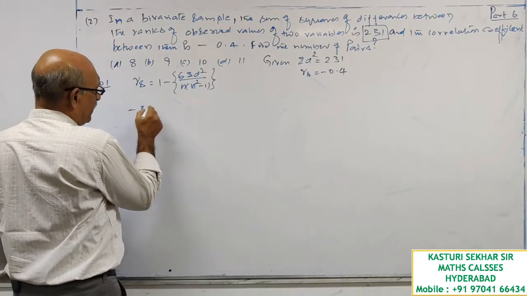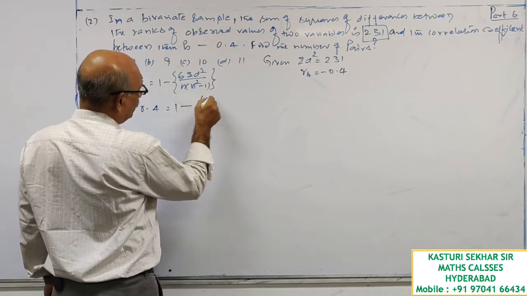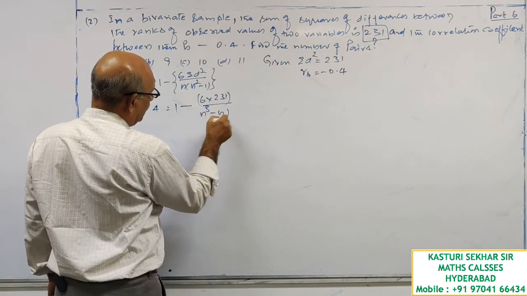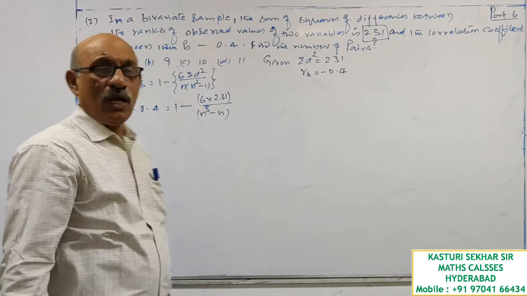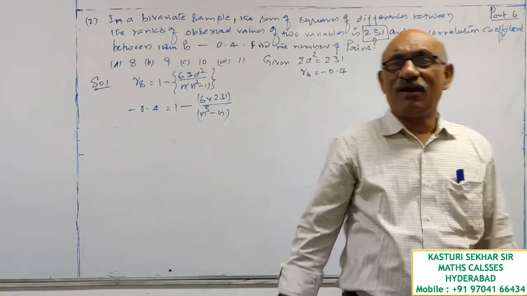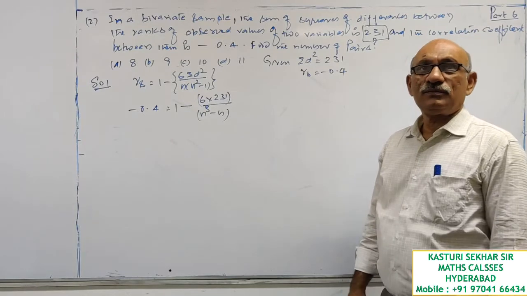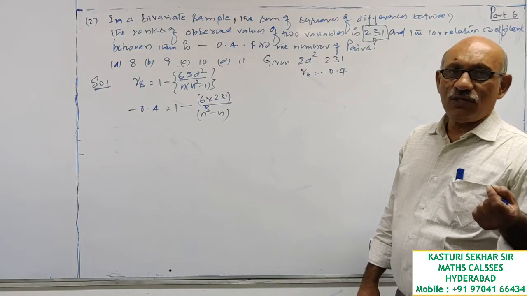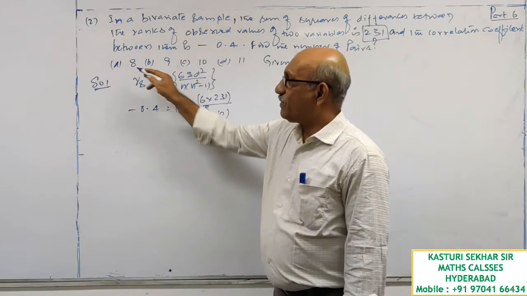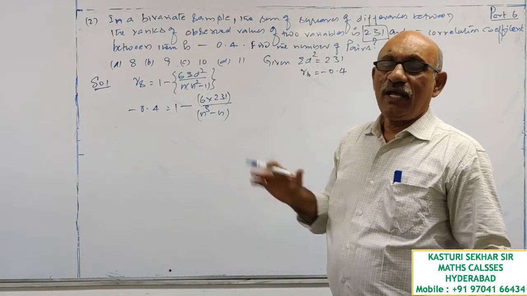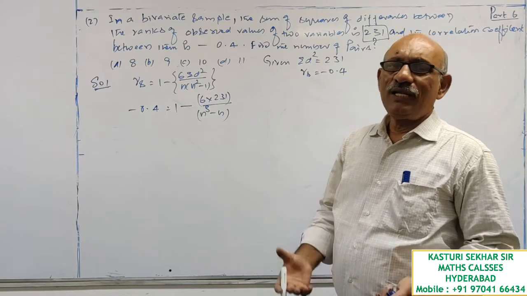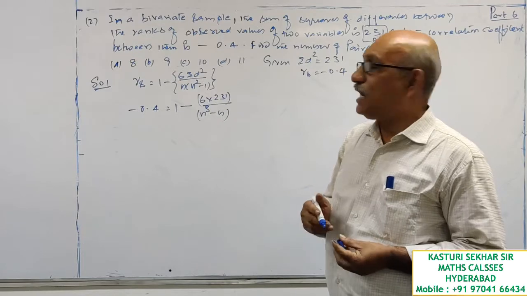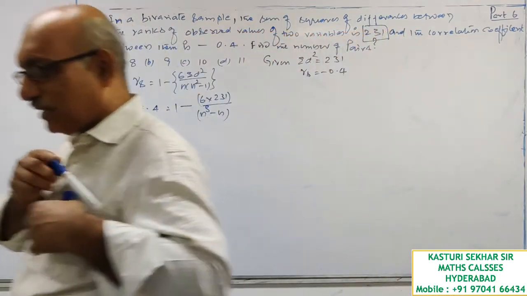So when I substitute, minus 0.4 is 1 minus 6 into 231 divided by n cube minus n if I open the brackets. What will I do here? I'll take the values of n from options and substitute them. For n is equal to 8, if LHS equals RHS, then I have 8 pairs of observations. Otherwise, I'll move to 9, then 10, this way.